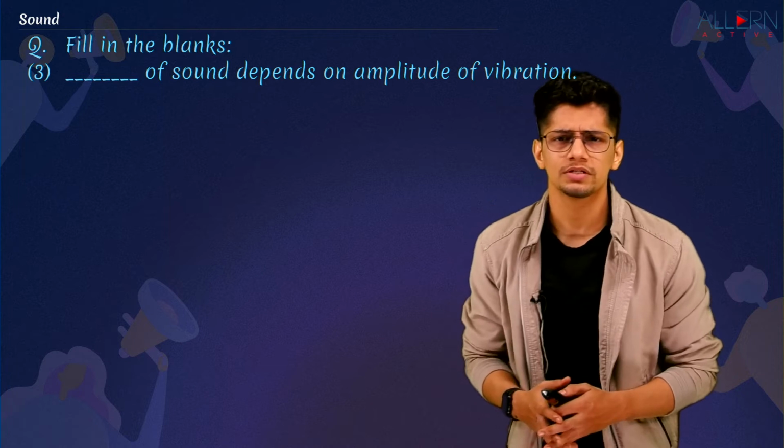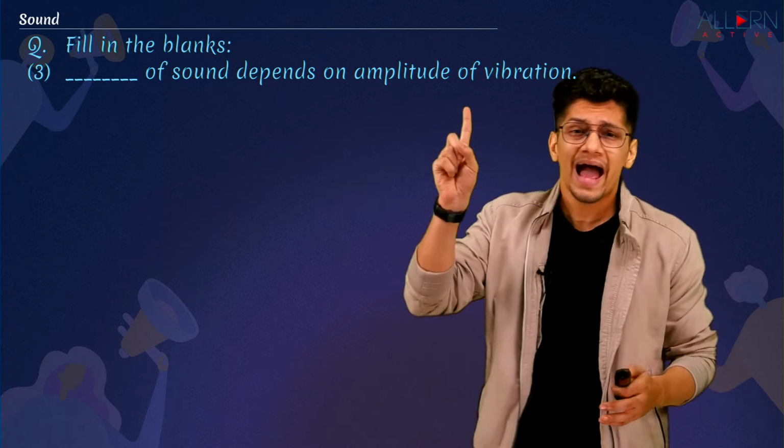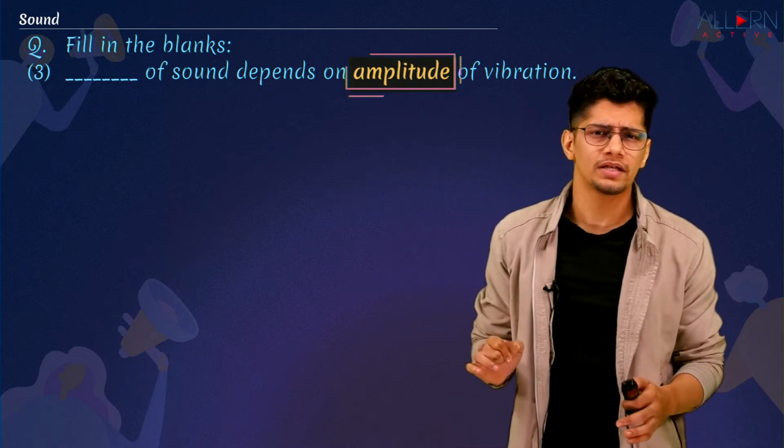Moving on to the next question. Dash of sound depends on amplitude of vibration, right? So let's try and relate them. So first of all, we have a speaker with us and we have equidistant layers of air. Now, as soon as we turn the speaker on, you can see that the particles start to vibrate and thereby energy is transferred from one point to the other. Now, when the particle moves, it displaces by a certain value and the maximum displacement is called the amplitude.